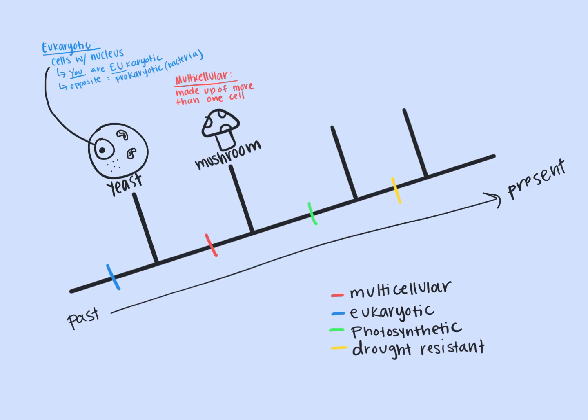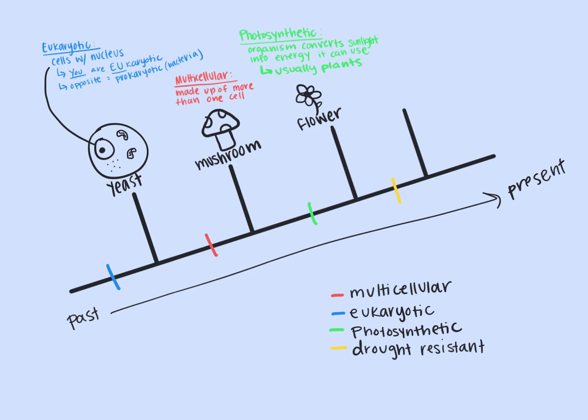Next up, we have photosynthetic. So we haven't learned about this yet, but photosynthetic just means that the organism is able to use sunlight and convert it into energy for itself. So for photosynthetic, I drew a flower because they are able to convert the energy from the sun into glucose, which they are then able to use in cellular respiration to make ATP or energy for themselves.